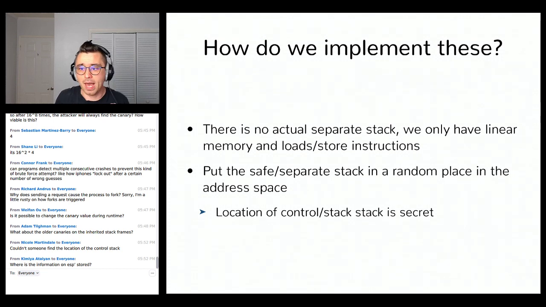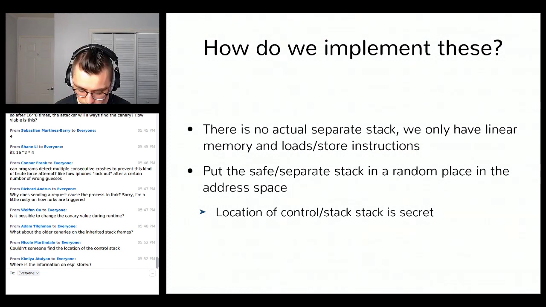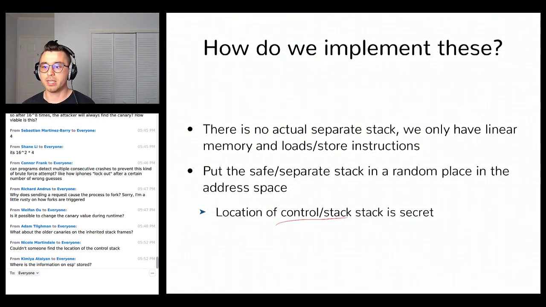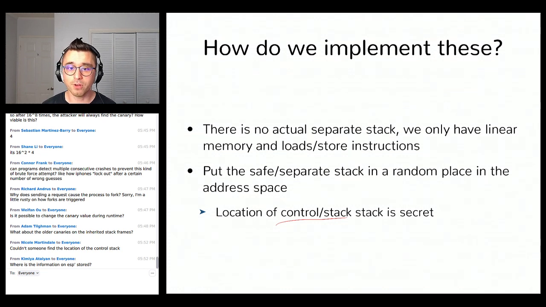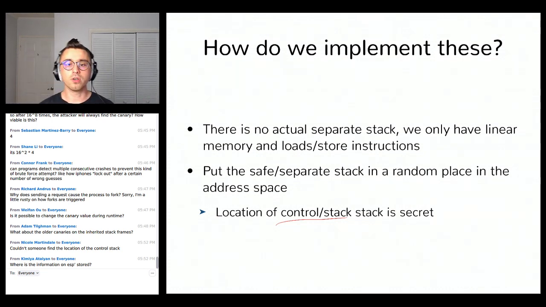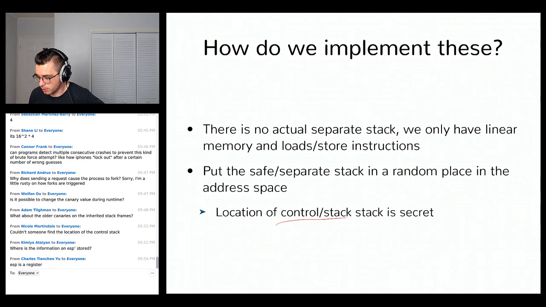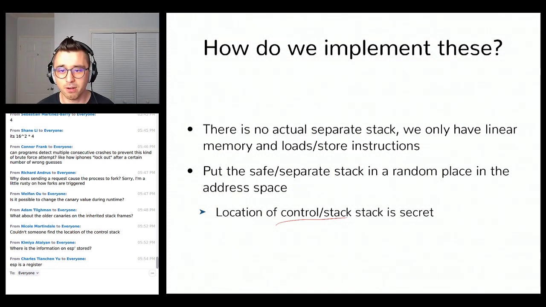So what we actually do when we implement these abstractions is we put the safe or separate stack in a random place in the address space and hope that you can't figure out where it is, right? That's the assumption of these separate stack implementations: that the location of the control or separate stack is actually secret. Now, it turns out that if you can figure out where this separate stack is, and you have an arbitrary write gadget, then suddenly you can overwrite the return address again, and that would be pretty bad. But the hope is that that's not super likely. In practice, it is actually not that hard to carry out these attacks.